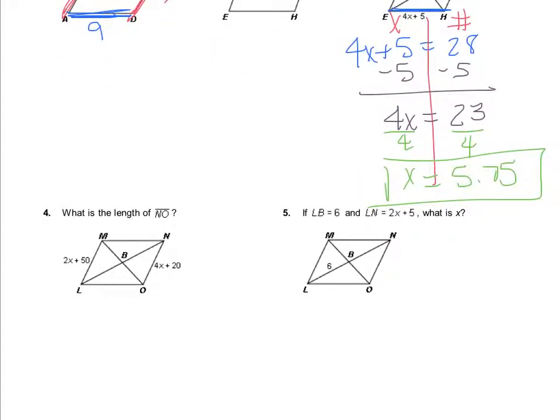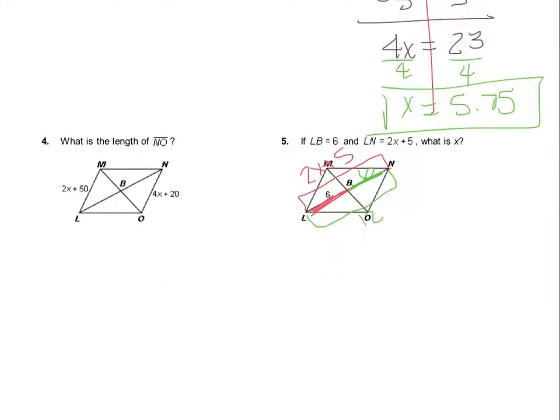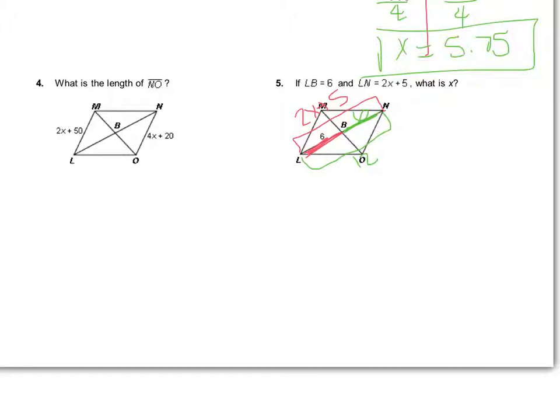Number 5 says if LB is 6, so this little part is 6, and LN is equal to 2x plus 5, what's x? Well, so this whole piece is 2x plus 5. Remember, the diagonals are bisected, so if this LB is 6, that means that BN is also 6, which means this whole piece is really 12. So what we know now is that 2x plus 5 has to equal 12.